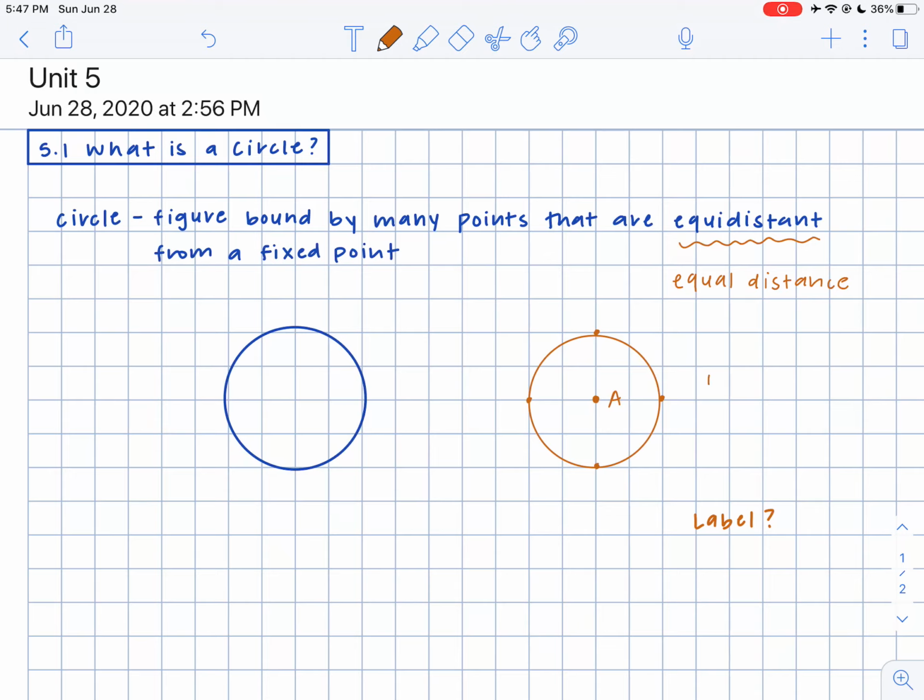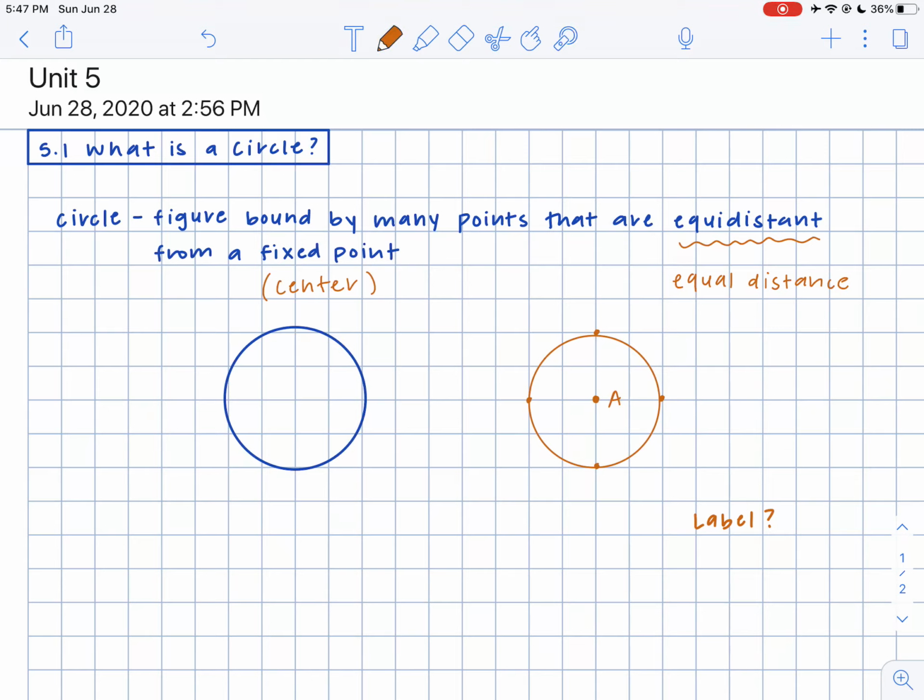Now, what do we call the fixed point? We actually call it the center. Let me write over here. The center. Okay? So this fixed point A is actually the center of the circle. And it's called the center because it's in the middle.